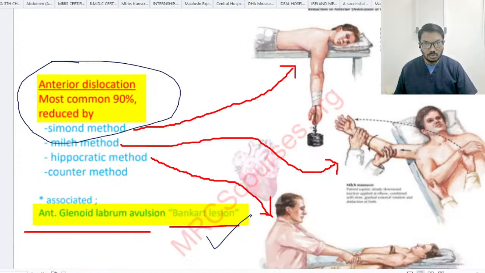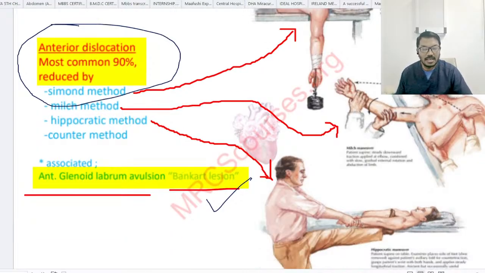Anterior dislocation, the most common type. This is an exam question. It is an emergency, and we have to reduce it urgently. It is reduced by Simon's method, Milch method, Hippocratic method, and counter-traction method. Just read them. And what will be the associated injury?